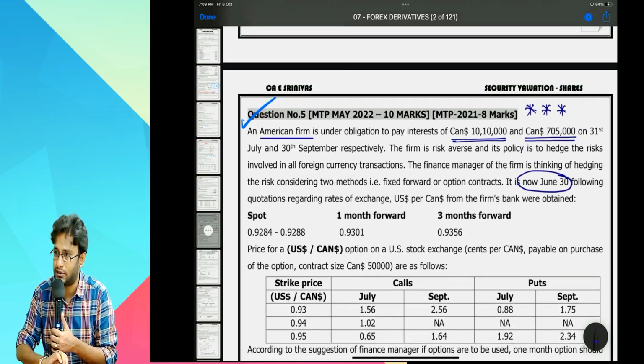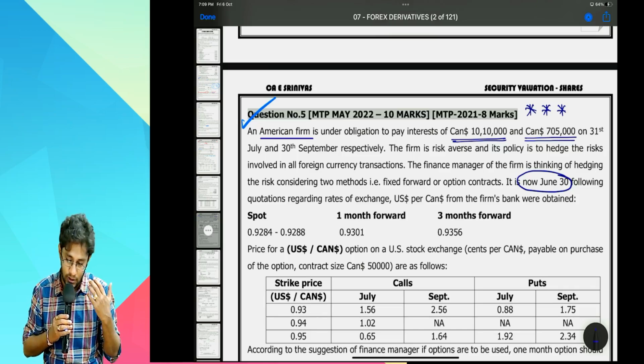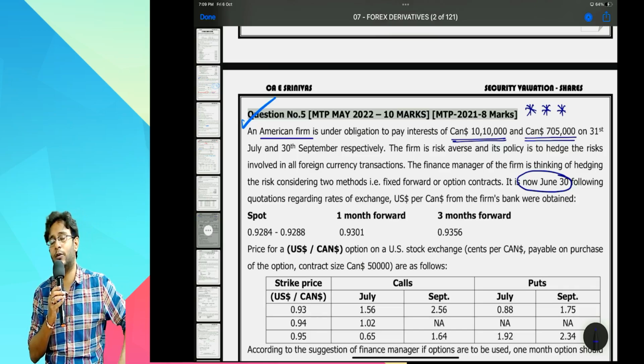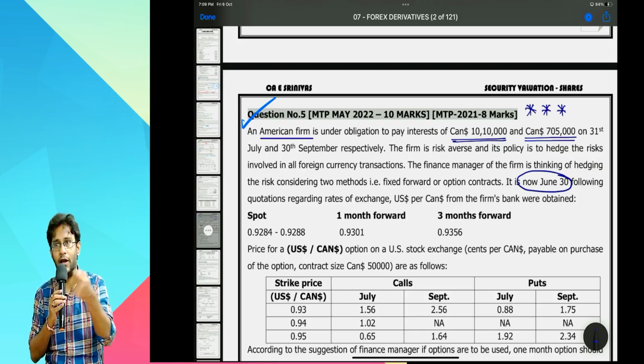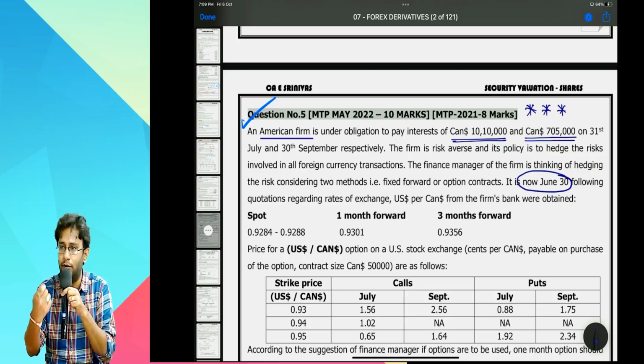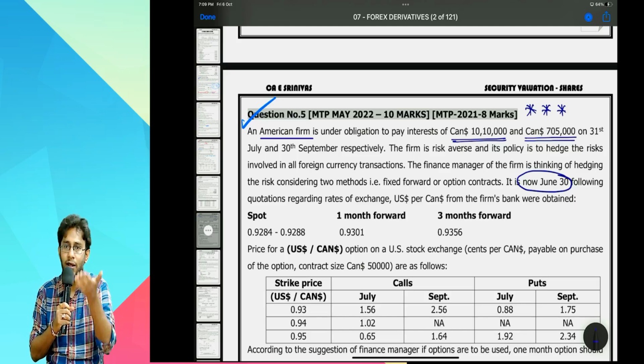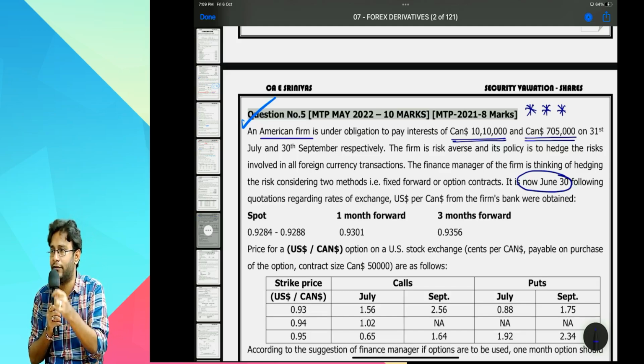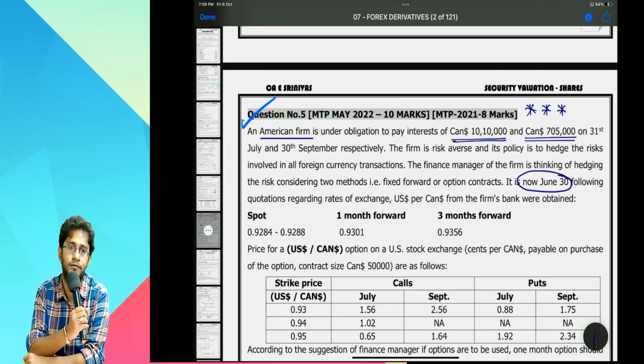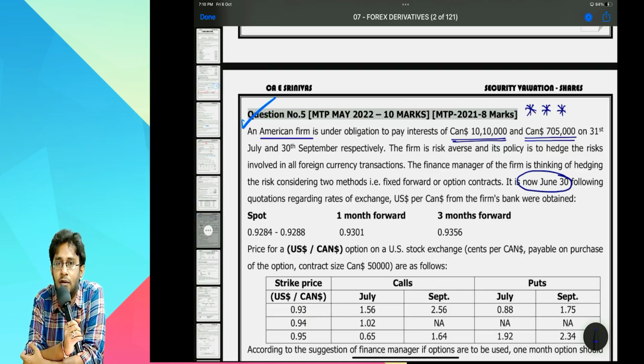We are which company? A US company. We have a CAN dollar payable. So tell me, what risk do I have? I have a CAN dollar payable, so I have to buy CAN dollar by giving US dollar. So the CAN dollar may rise or the US dollar may fall. What is hedging route 1? CAN dollar may rise, so buy a call option on CAN dollar. Route 2, the US dollar will fall, so buy a put option on US dollar. So you have 2 choices: a call option on CAN dollar or a put option on US dollar. Till here clarity is there.